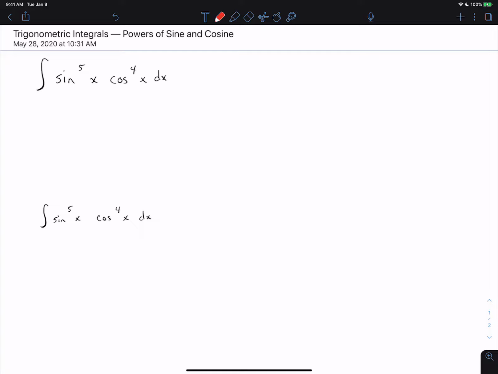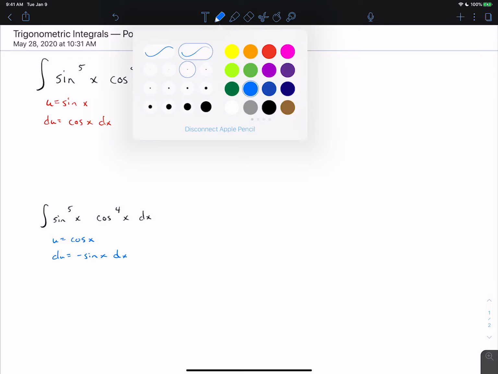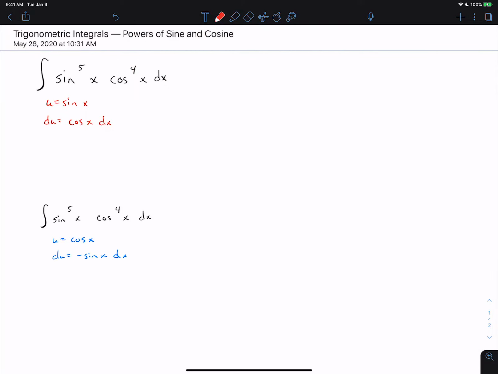Most of the time when you have integrals involving powers of sine and cosine, what we would prefer is to do a u substitution where either u is sine x, in which case du would be cosine x dx, or we could try u equals cosine x, and then du would be negative sine x dx. And so we're going to proceed with both solutions. Only one of these works well on this problem, but we want to see what happens.